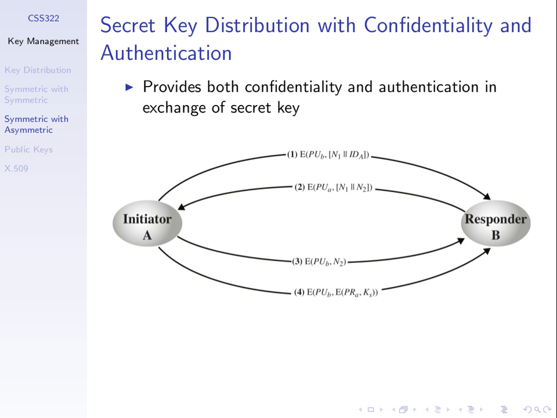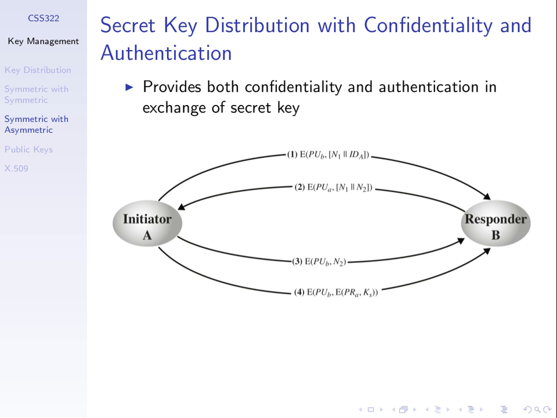A better approach. This approach involves the entities knowing each other's public key. In the previous approach, they didn't know the public key of the other user, and that's what caused the problem, because they used the wrong key. Here, assuming A knows the public key of B, and it is indeed the public key of B, A encrypts some nonce value, N1, and the identity of A, saying, I want to communicate with B. Only B can decrypt.